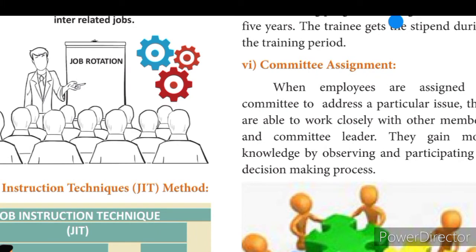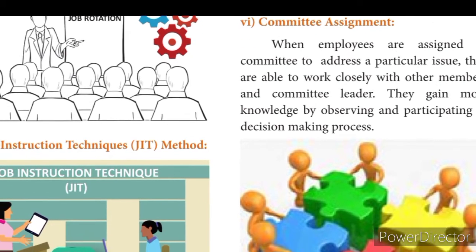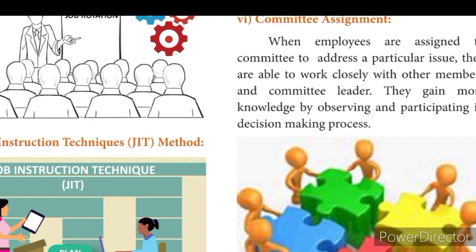It is committee assignment. What is committee assignment? When employees are assigned to a committee to address a particular issue, they are able to work closely with other members and the committee leader. So when they have some kind of issue, and it is told to the group where he is going to do the job, they are able to work closely with other members and the committee leader. They gain more knowledge by observing and participating in the decision making process.